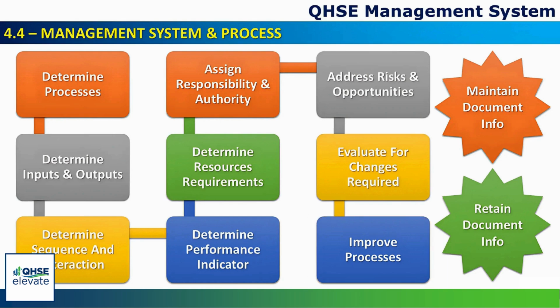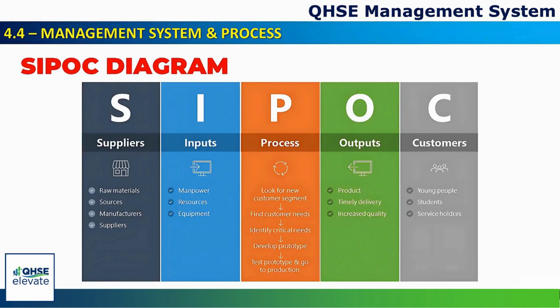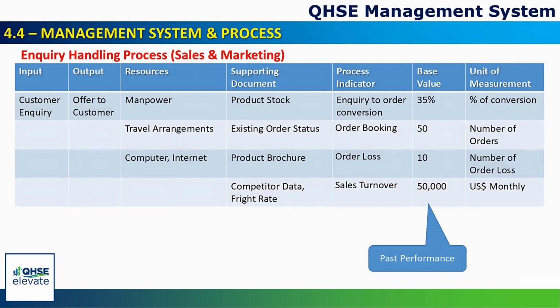Each department or function must identify the processes relevant to the management system. The standard does not specify any particular format for maintaining documentation and records for these requirements. This will now be explained with some examples. The organization can use a turtle diagram. The organization can use a SIPOC diagram. That stands for supplier, input, process, output, customer. The organization can use tabulated data to map the processes.